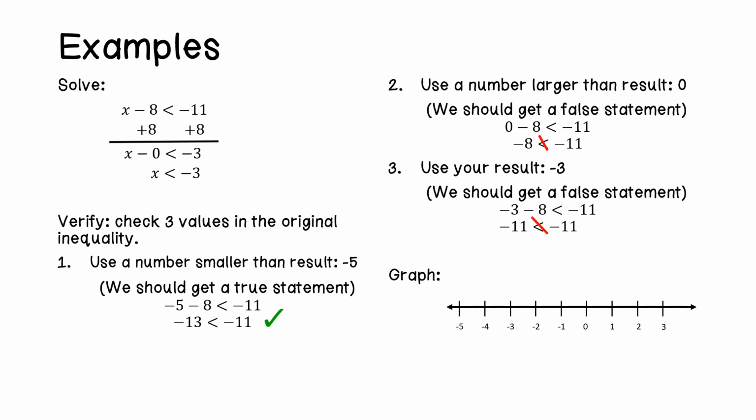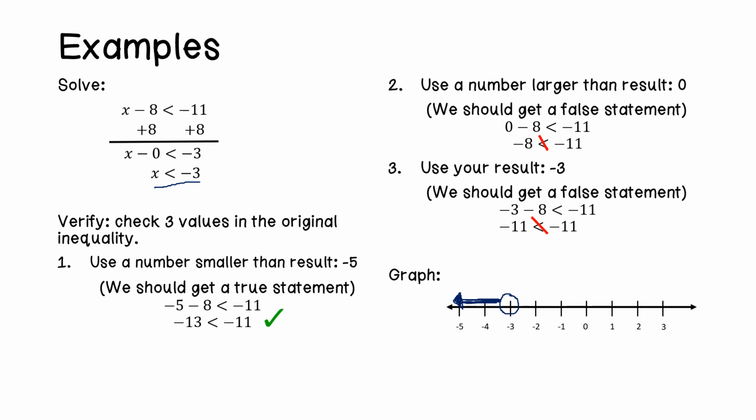So now I am going to graph. So what I'm going to do is look at my inequality. x is less than negative 3, and I'm going to find the negative 3, and I'm going to put an open circle. And all of my solutions are less than negative 3, so that's to the left. So I am going to draw my arrow, and I'm going to make it chunky enough so that it's distinguishable from the number line. So this is my solution set. Everything less than negative 3.